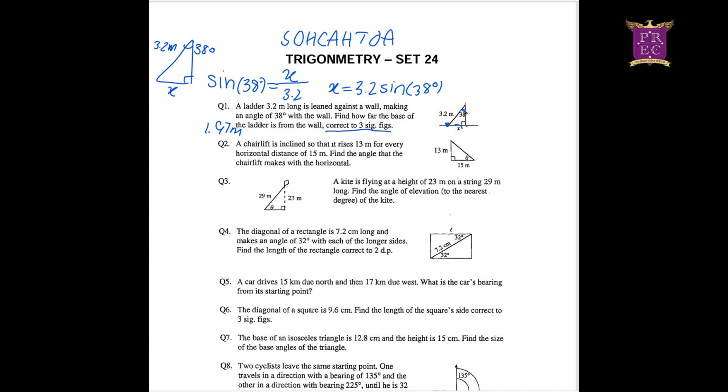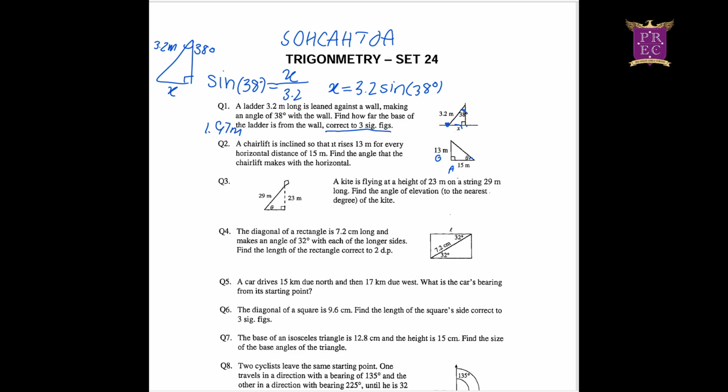A chairlift is inclined so that it rises 13 meters for every horizontal distance of 15 meters. Find the angle that the chairlift makes with the horizontal. So if we look here, this is the reference angle, and this is the right angle. The side which has the reference angle and the right angle will be the adjacent, so we'll label it A. And we've got the side directly opposite to the reference angle, which is opposite. We'll label that O. Let's have a look and see which one has O and A. Not sine, not cos, so it's tan.